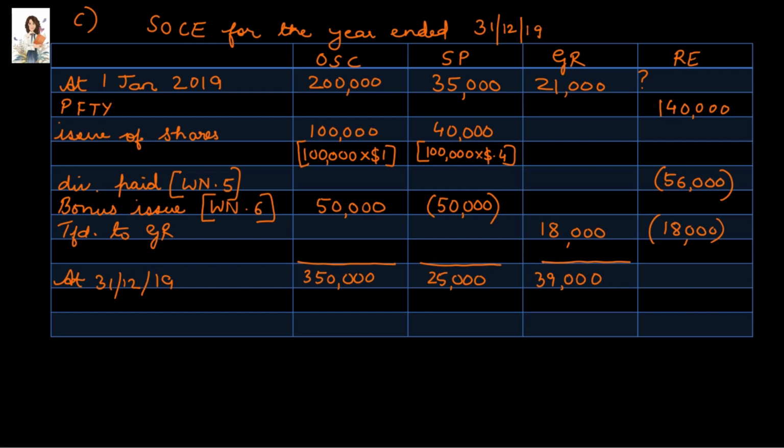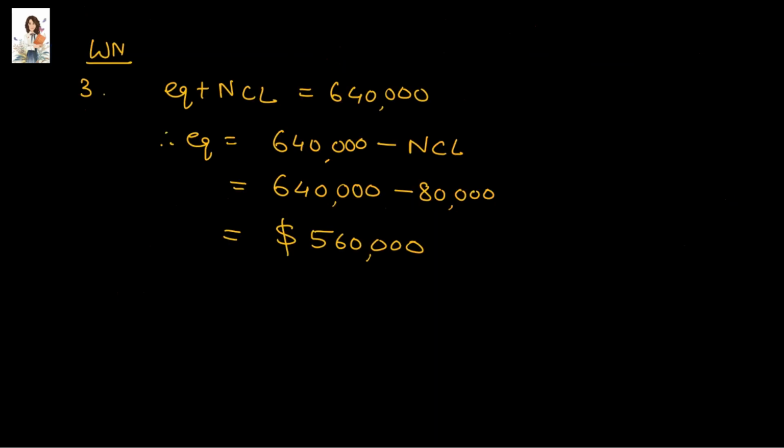But there is another way to find out the closing balance of retained earnings. In working note 3, we had found out that equity is equal to $560,000. We will use this figure to find out the closing balance of retained earnings. So this is working note 7. We know that equity is equal to share capital plus reserves. That is ordinary share capital plus share premium plus general reserve plus retained earnings. Equity at year end is 560,000.